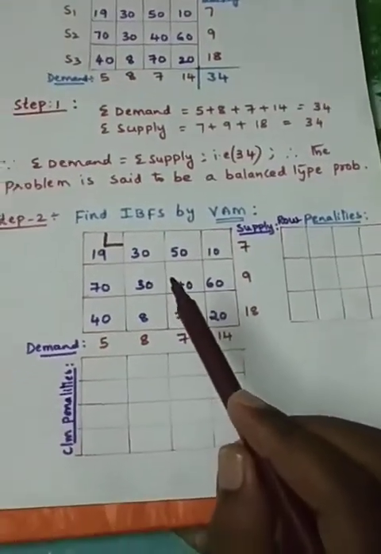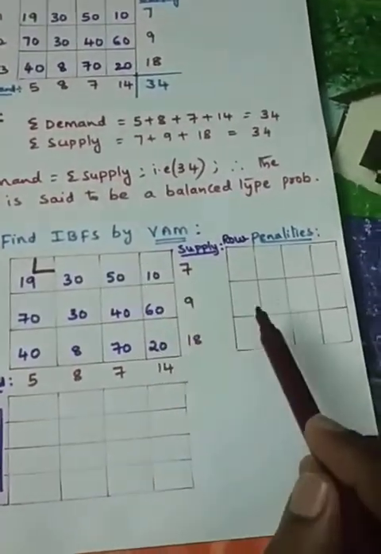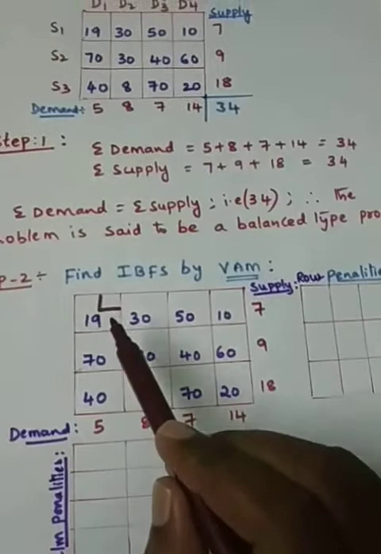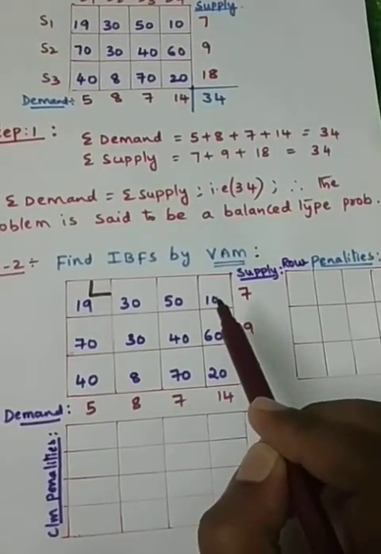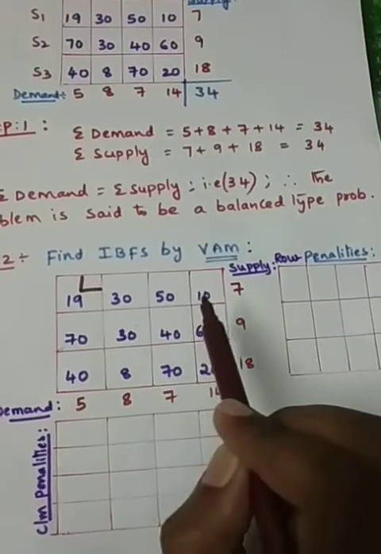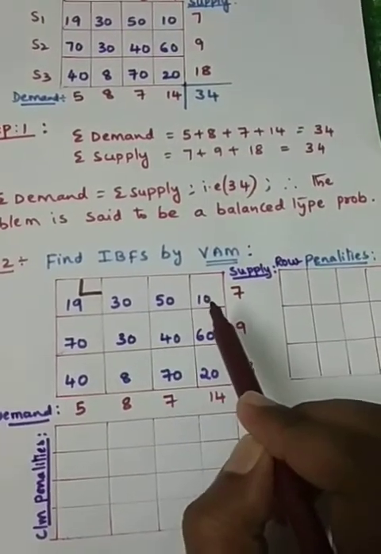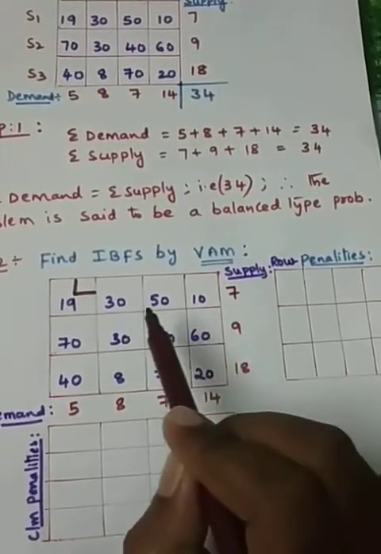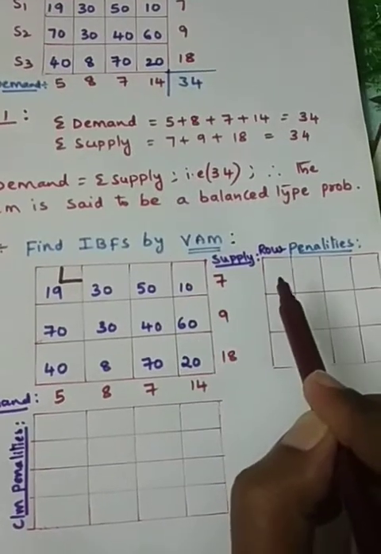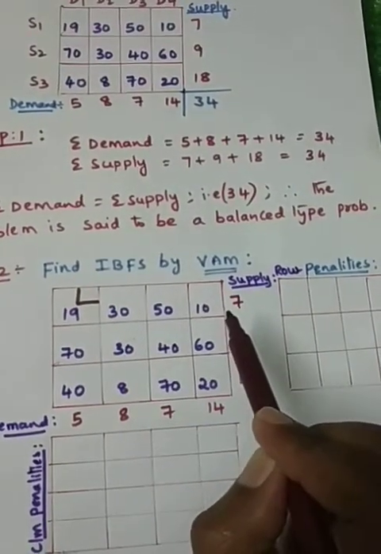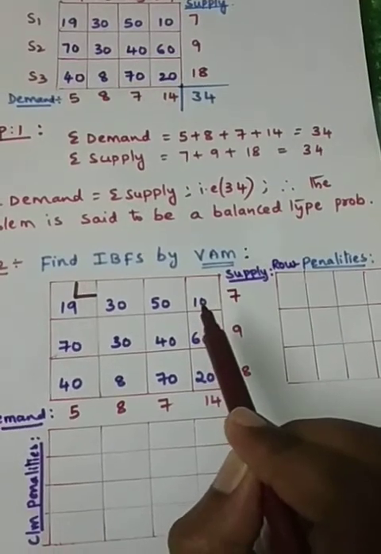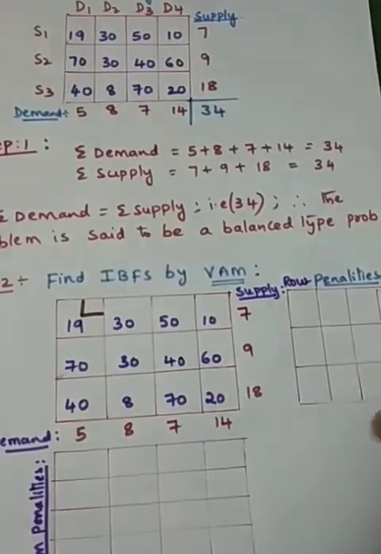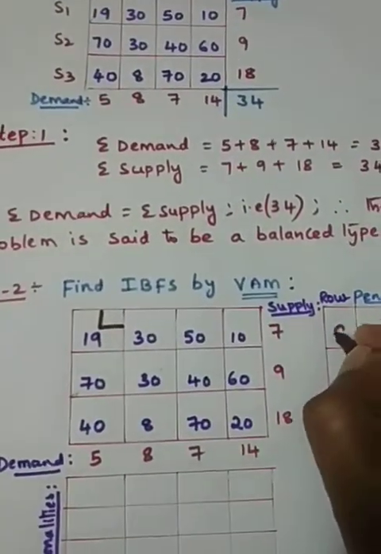For this you need to find out the penalties for all the three rows and penalties for all the four columns. Here, to find out the penalty for the first row, the procedure is to find out the first two least values in the particular row. The difference between these two least values will give you the penalty for that particular row. In the first row, the first least value here is 10, the second least value here is 19. 19 minus 10 is 9. So I enter the value of 9 here.